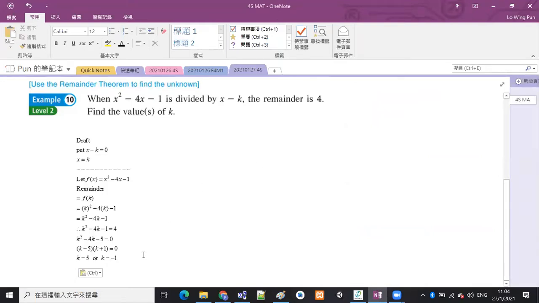Okay, because there is no special requirement on the value of K. Sometimes K should be positive, sometimes K should be integer, and so on. You just need to pay attention to whether there is any special requirements on the value of K. Okay, so this is example 10.